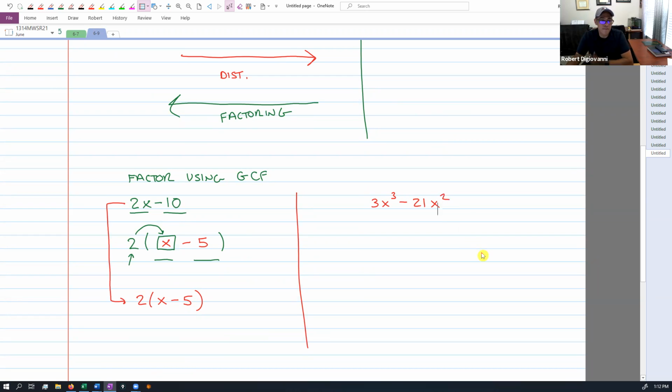I'd like us to try and factor this with GCF. Really what it comes down to is this: we want to be able to rewrite this where there's a set of parentheses, and in this case there's going to be 2 pieces in here, and out in front of this is going to be a greatest common factor.